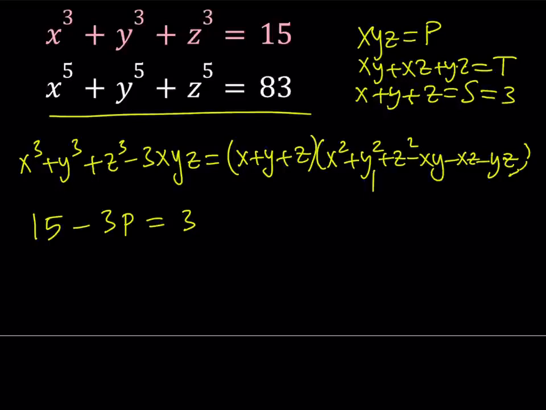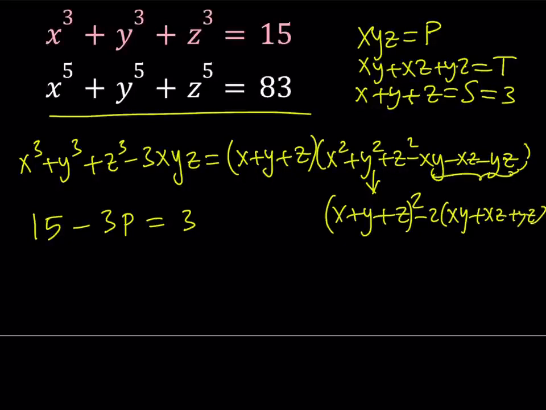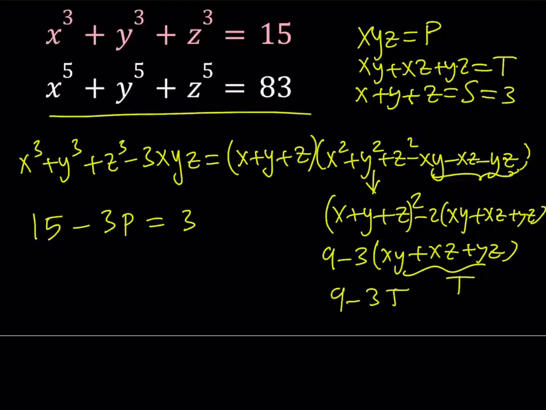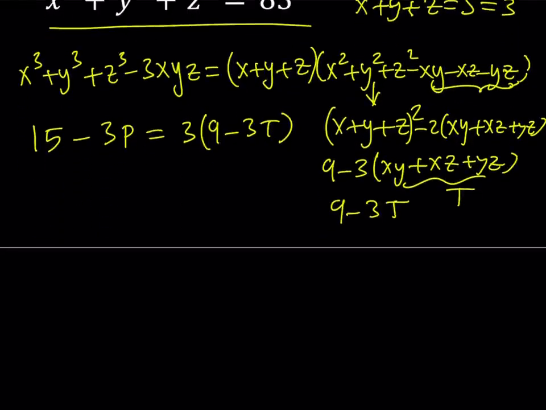Now, here what can I do for x squared plus y squared plus z squared? I can write it as x plus y plus z quantity squared minus 2 times xy, xz, yz. And then when I subtract another one like that, the second factor is going to give me 9 minus 3 times xy plus xz plus yz. But since I call this t, I can basically replace the second factor by 9 minus 3t. And that is going to give me actually a nice expression in two variables. Let's go ahead and simplify this.